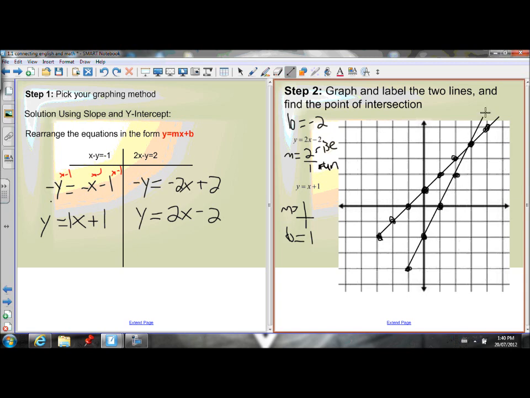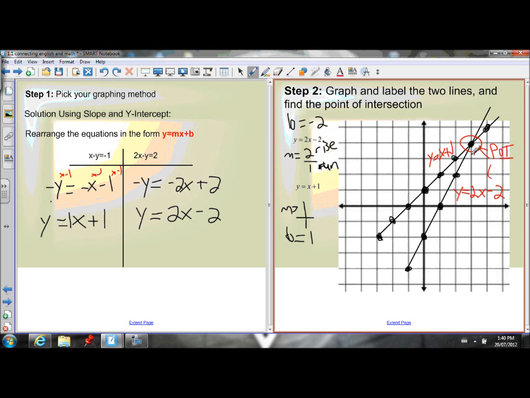Here's my other one. I'm going to label which line is which, just so I can remember. So this is my y equals 2x minus 2. And this is y equals x plus 1. And now I'm going to look, where do these two lines intersect? They intersect right here. That's my point of intersection.